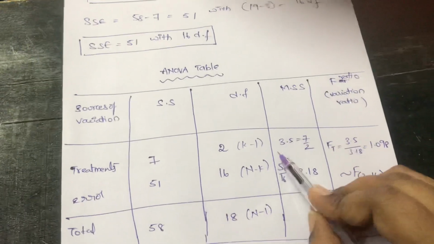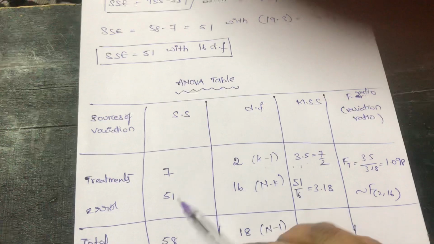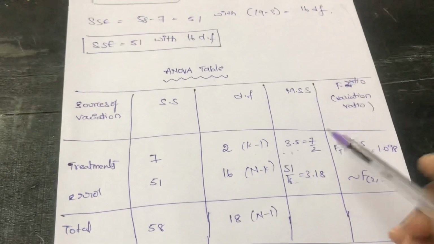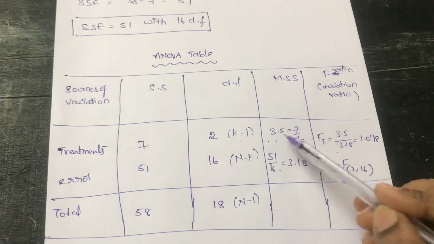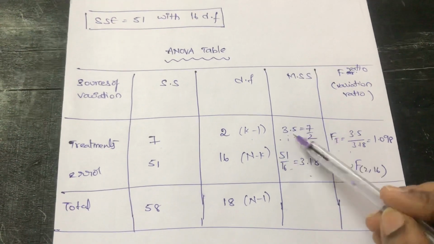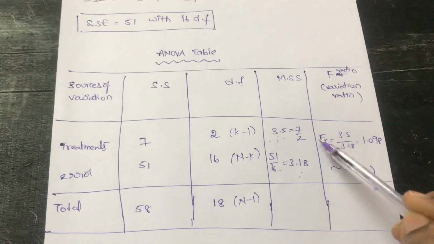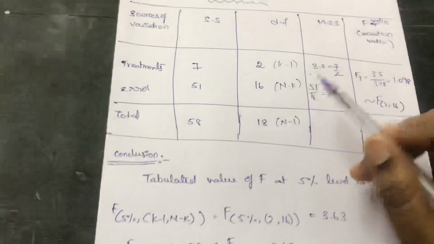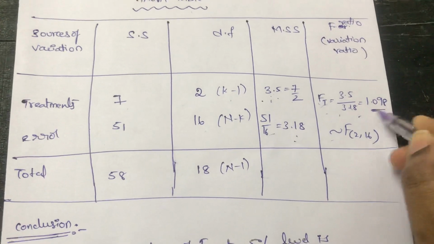So mean sum of squares is calculated as 7 by 2, which is equal to 3.5, and 51 by 16, the respective degrees of freedom, is equal to 3.18. Then afterwards we have to calculate the F ratio, the variance ratio. F is equal to this value 3.5 divided by the respective error value. Every treatment value divided by the error value is given as the F ratio, with respect to degrees of freedom 2, 16. After that we got a calculated value. This value is known as our calculated value.